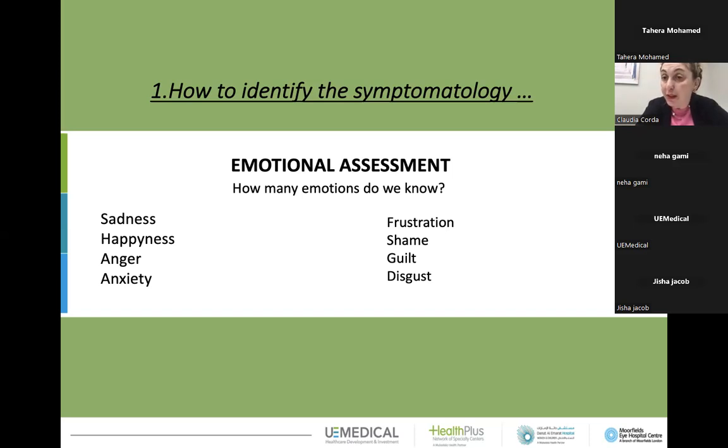What we need to understand is which emotion our patient is experiencing and is empowering. The main groups of emotions are sadness, happiness, anger, anxiety, frustration, shame, guilt, and disgust. During the emotional assessment, we need to ask our patient how many emotions they know, ask them to list them, and see what they are missing and what they are not missing.